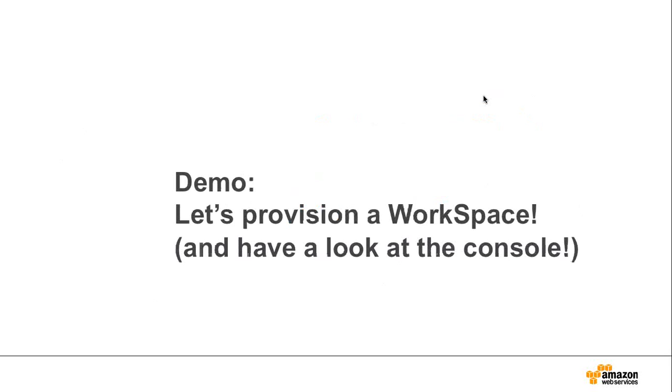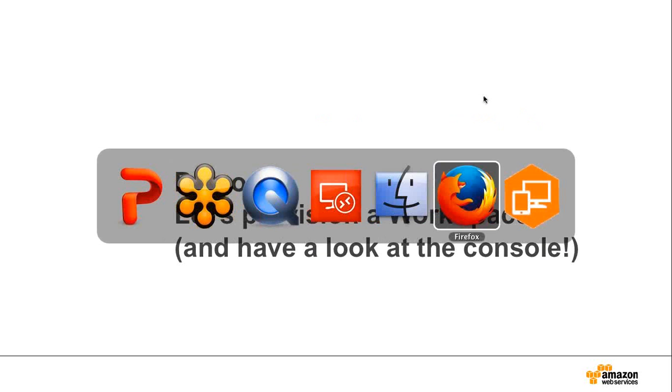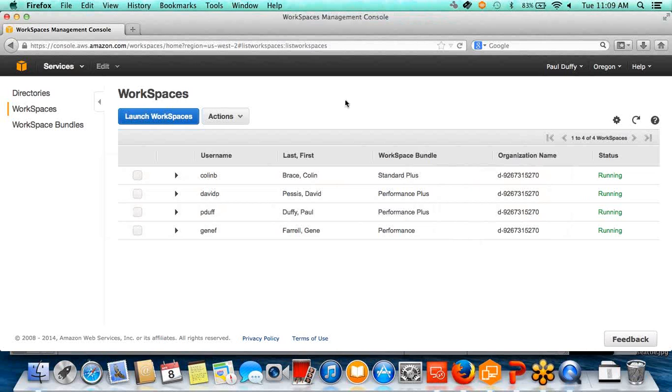So instead of just talking about that, we're going to show you how you can provision a workspace. And we're going to do that by going in to the AWS Management Console. So here we can see the AWS Management Console, and I've selected the WorkSpaces service. And I've got a few workspaces that are already running.